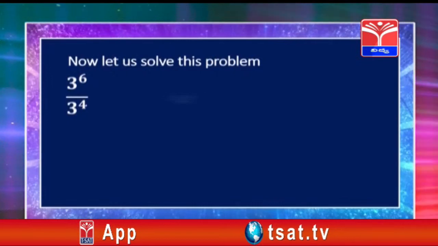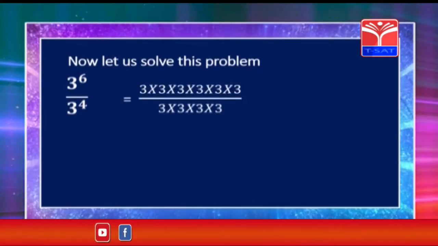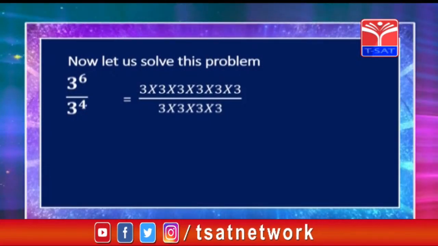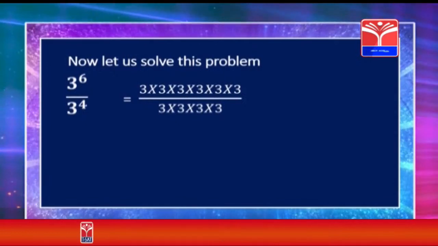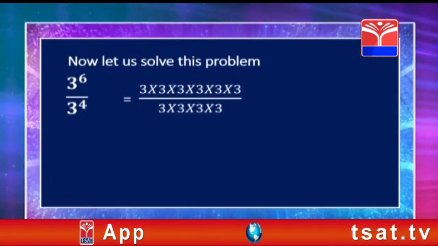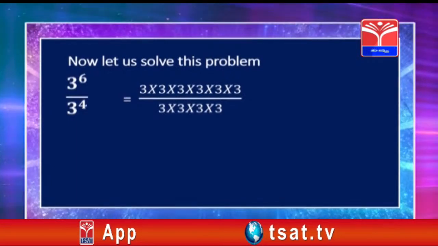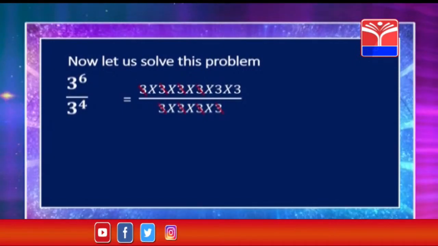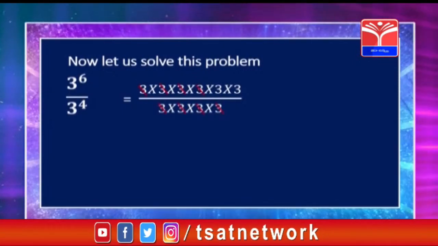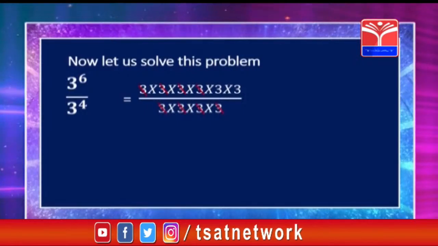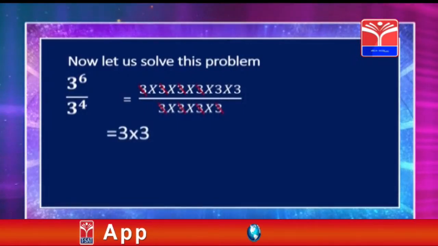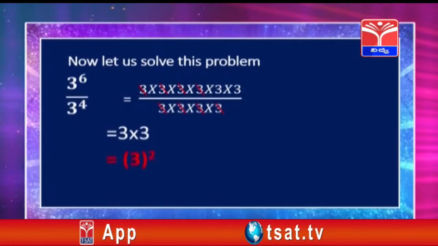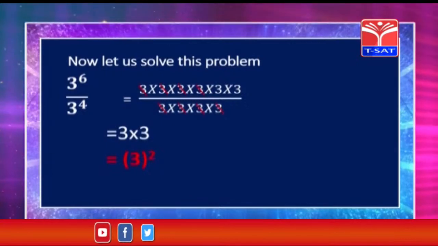3 to the power of 6 can be written as 3 into 3 into 3, 6 times, and 3 to the power of 4 can be written as 3 into 3, 4 times. So when there is the same number in the numerator and the denominator, the same numbers will cancel like this. So 4 3's will cancel with 4 3's, and how many 3's are left out in the numerator? So 3's are multiplied 2 times. So you can write 3 to the power of 2.